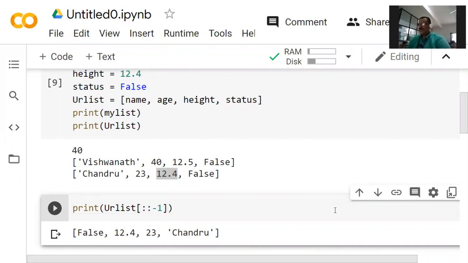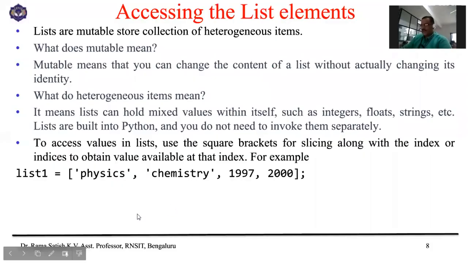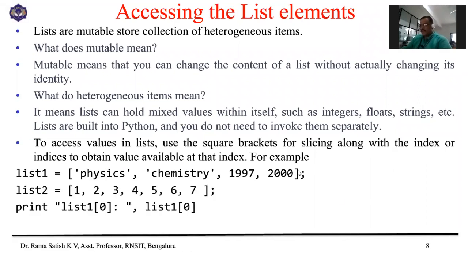So whatever operations you have already taken up with strings, the same thing you can use with lists also, right? And you can certainly have list of 0, list of 1 colon 5, 1 colon colon. So everything you have understood during strings, that is single indexing, double indexing, triple indexing, all three can be used very clearly, right?